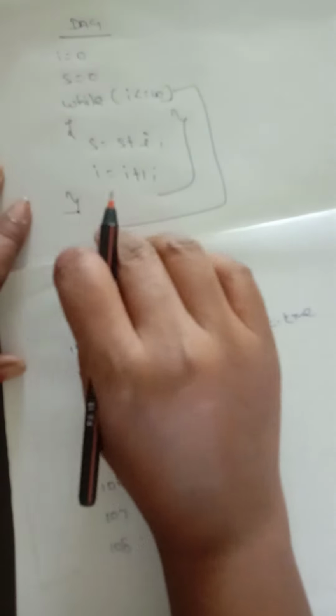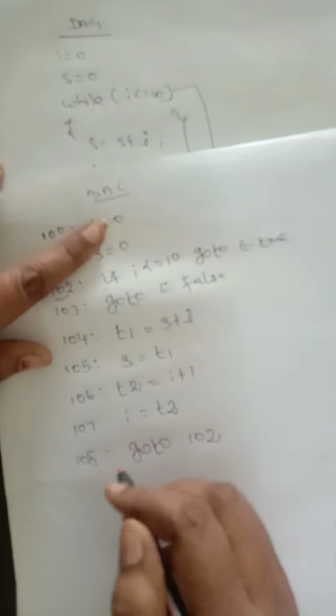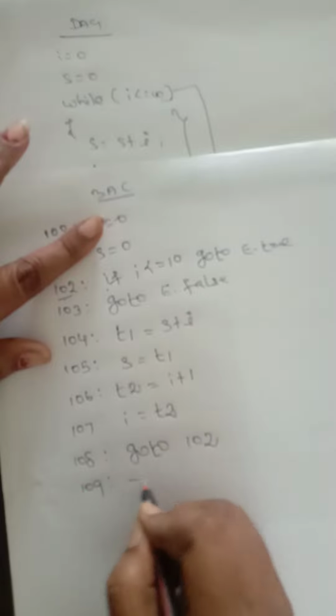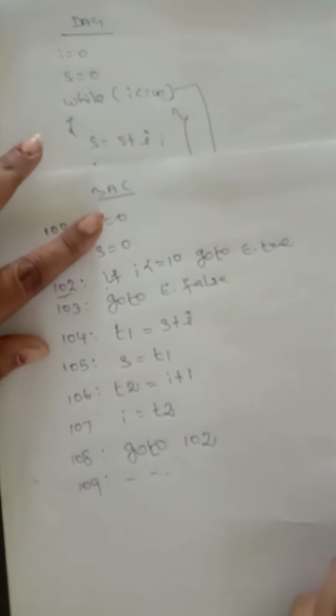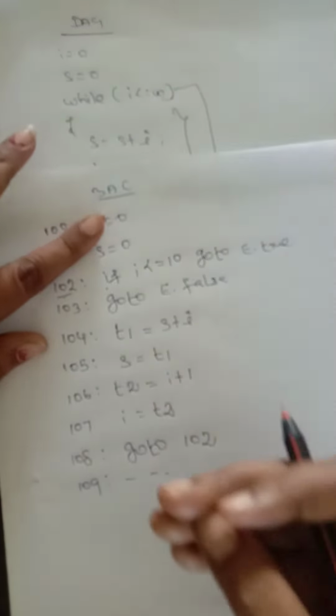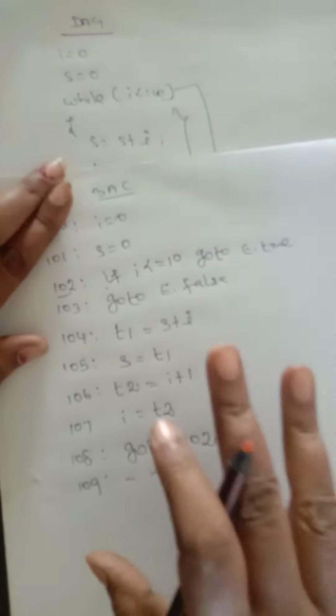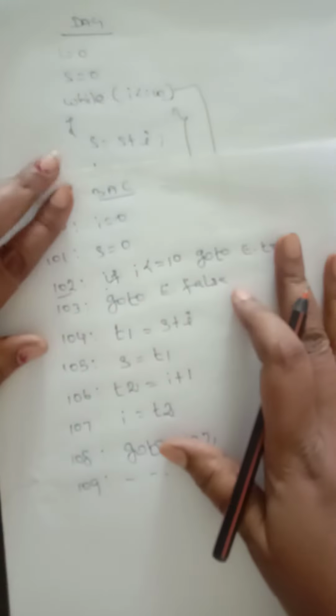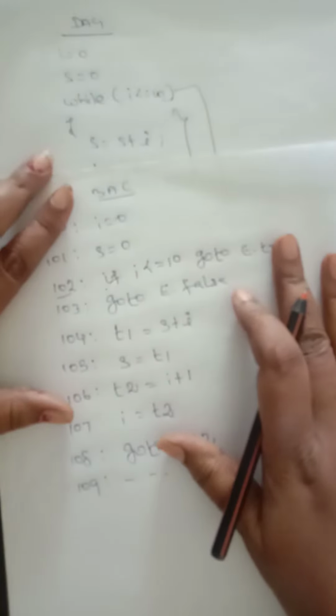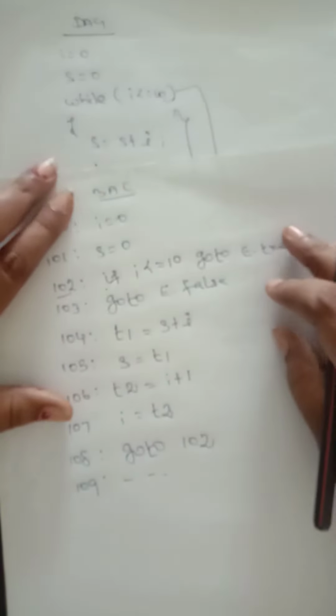Okay, then what's the next statement of the program? Nothing. So just write in 109 dash dash, because here we don't know what is there. Okay, so just put dash dash. Now check whether all the statements have their addresses or not.